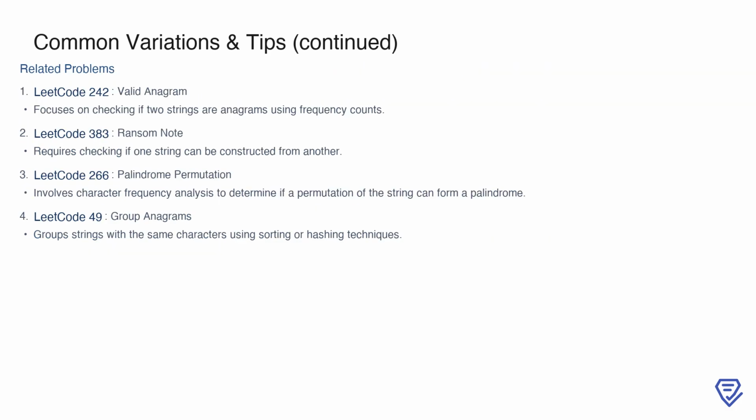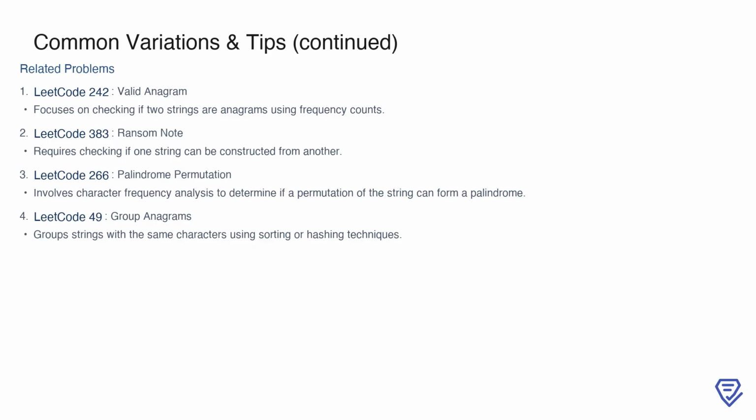This problem is closely related to other string manipulation challenges that also involve analyzing character frequencies. For example, LeetCode 242, Valid Anagram, is about checking if two strings are anagrams using frequency counts, which is conceptually similar. LeetCode 383, Ransom Note, requires verifying if one string can be constructed from another, again relying on frequency analysis. Another related problem is LeetCode 266, Palindrome Permutation, which involves determining if a permutation of a string can form a palindrome based on its character frequencies.